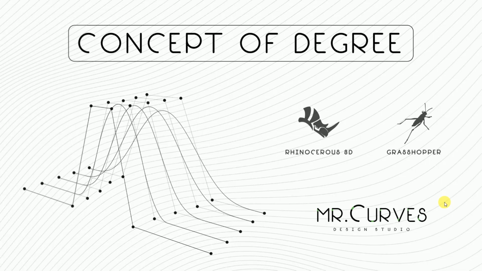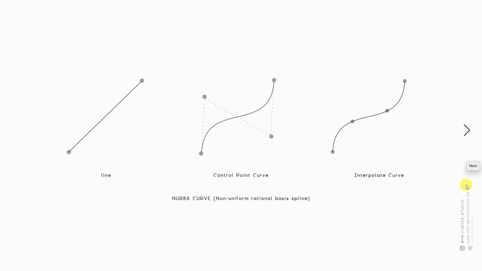Hello all, today we'll be learning about the concept of degree, and how we'll be using it in Rhinoceros 3D software. Basically we have three types of curves in Rhino: one is a line, one is a control point curve, and one is an interpolate curve.